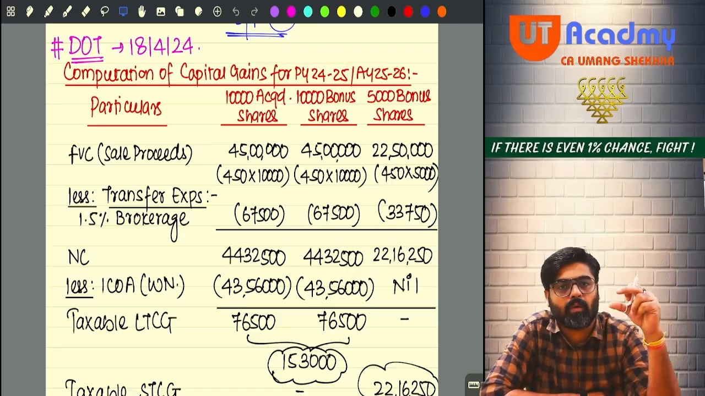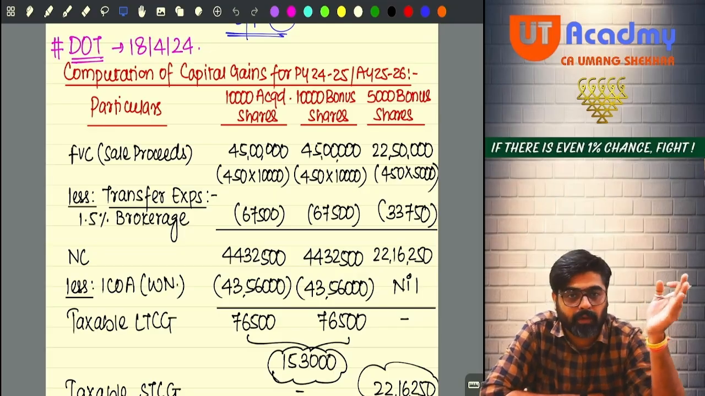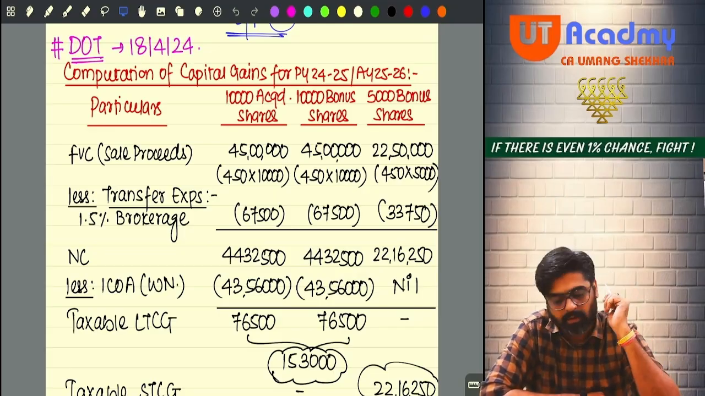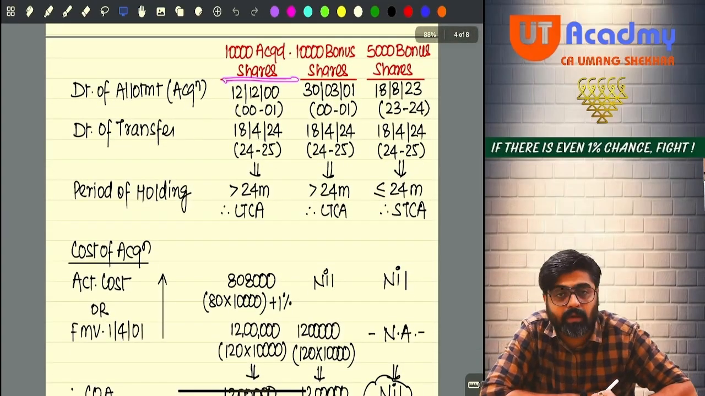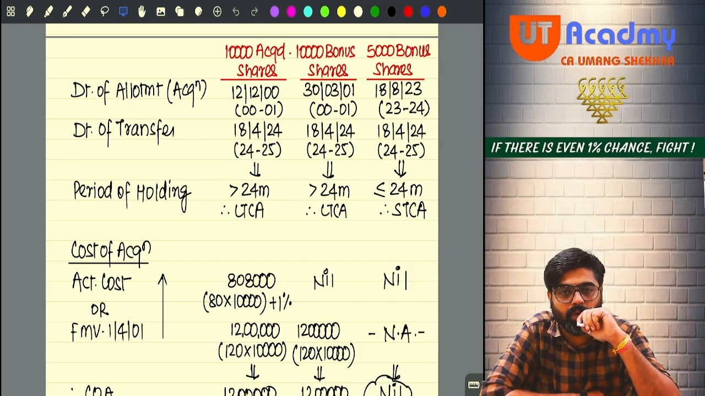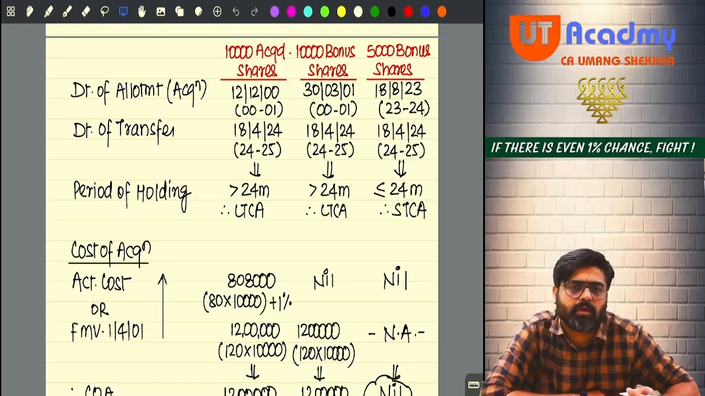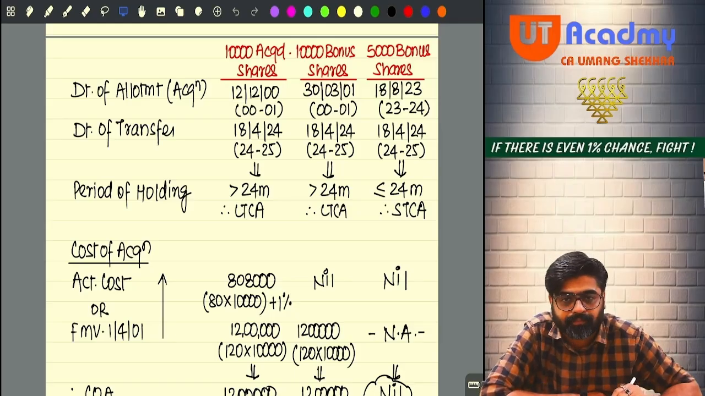In all these three cases, we have three lots. All the three lots are acquired at different times, at different costs. So their period of holding will be different. The first 10,000 shares were acquired by you on 12th of December. What was the cost of these shares for you? You acquired per share at 80 rupees, and at the time of acquisition, you gave 1% brokerage also.